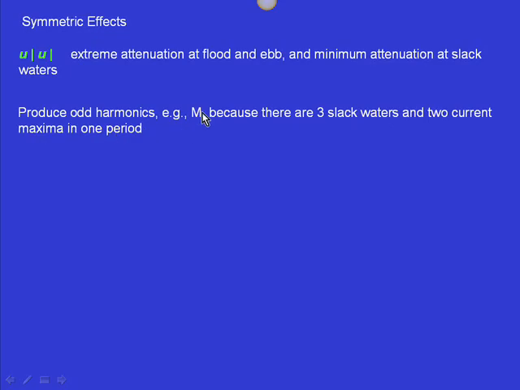So that's why you have an odd harmonic being generated, which is the M6, whereas the others are even. Okay, so that's the tide interacting with itself.